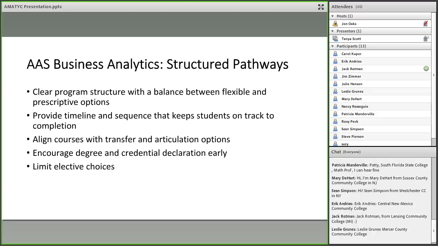We encourage our students to declare the degree and the credential early, if not the degree itself, at least a certificate. And we'll talk about what our certificates look like later. And again, like I said, we limited their elective choices, and all of the electives that they select are related directly back to analytics and have relevancy to the analytics curriculum that they're completing with us.